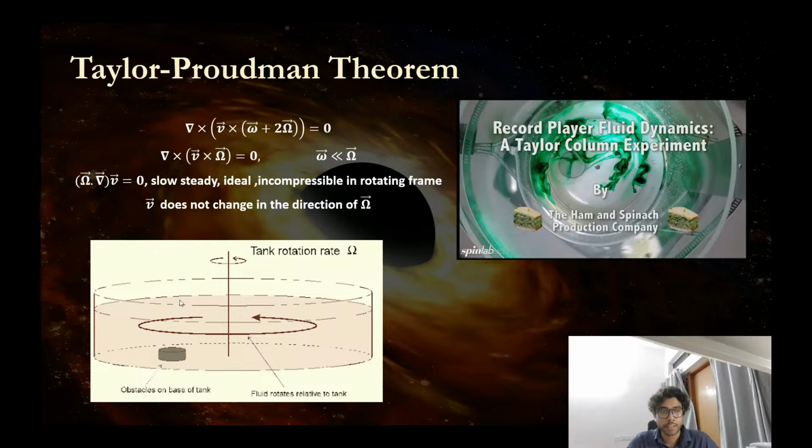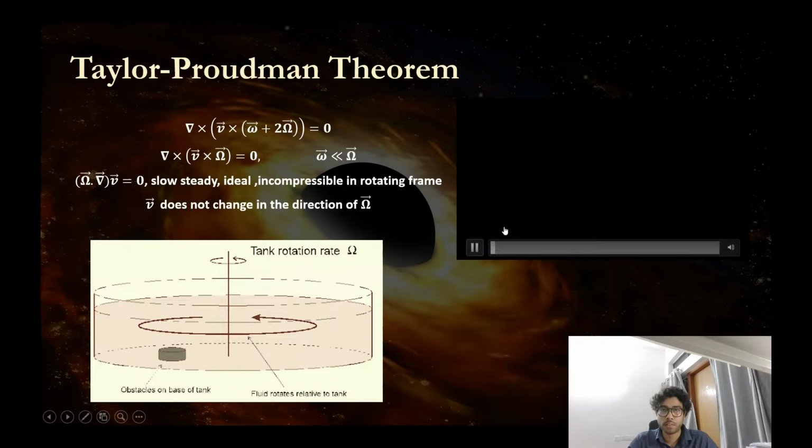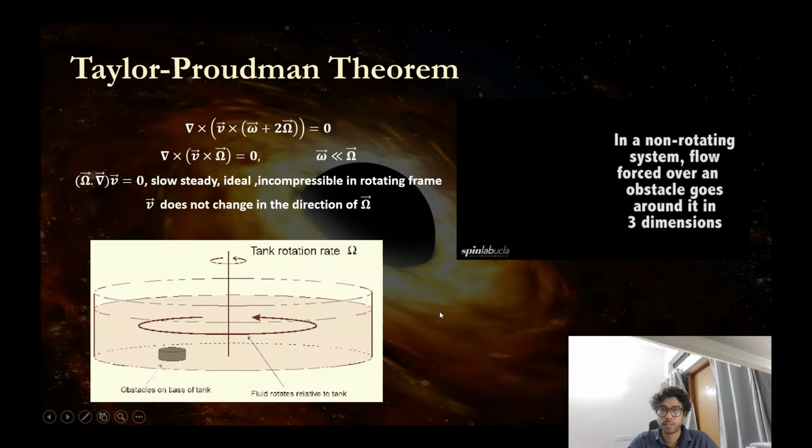It seems like there is some invisible obstacle present at all heights along the direction of omega, because v cannot change along the direction of omega. Whatever v is over here, the same v will be over here, and therefore the fluid will seem to rotate around an invisible obstacle that we see over there. We'll see that from this simulation. Okay, so let's just look at this YouTube video and see.